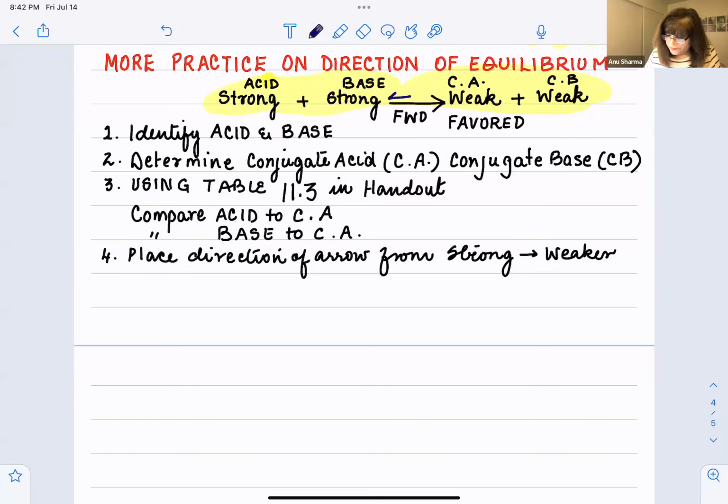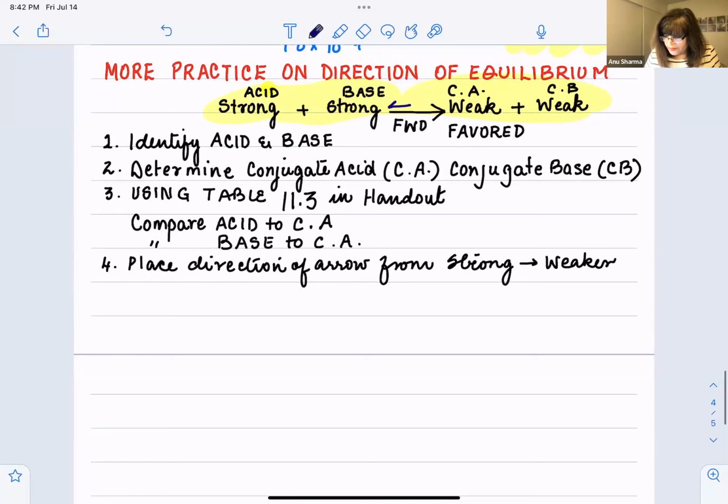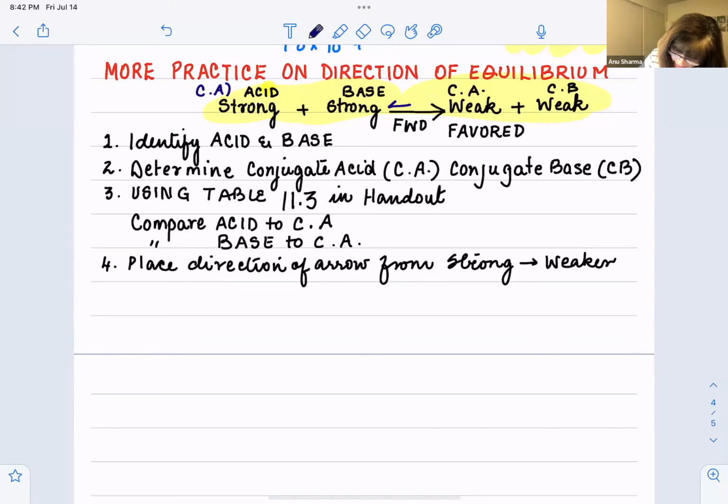But if we have to identify which side is the stronger side, it could be an acid. It could be a conjugate acid also. It can be an acid or a conjugate acid, whichever side is strong. Conjugate base, right? Or a base, whichever side is strong is going to move to the weak side. So that is preferred.